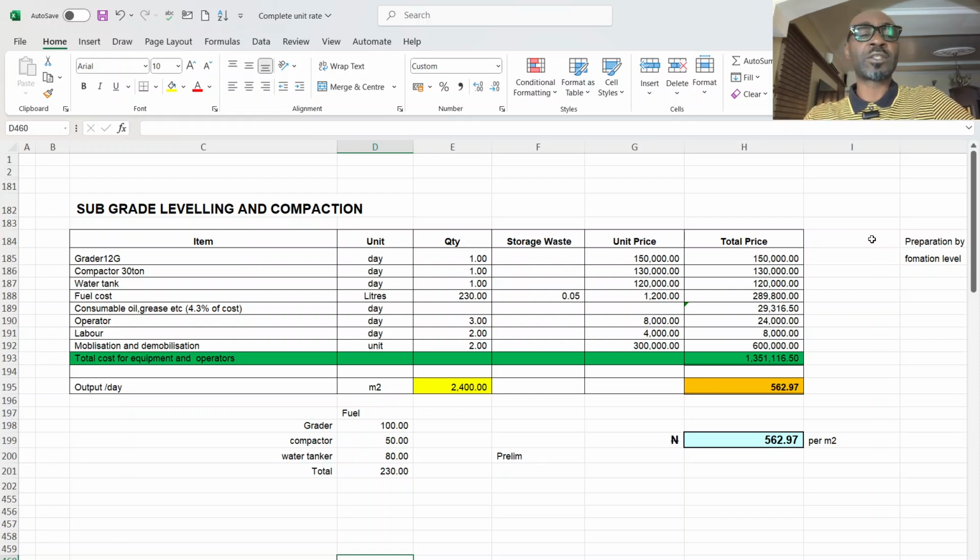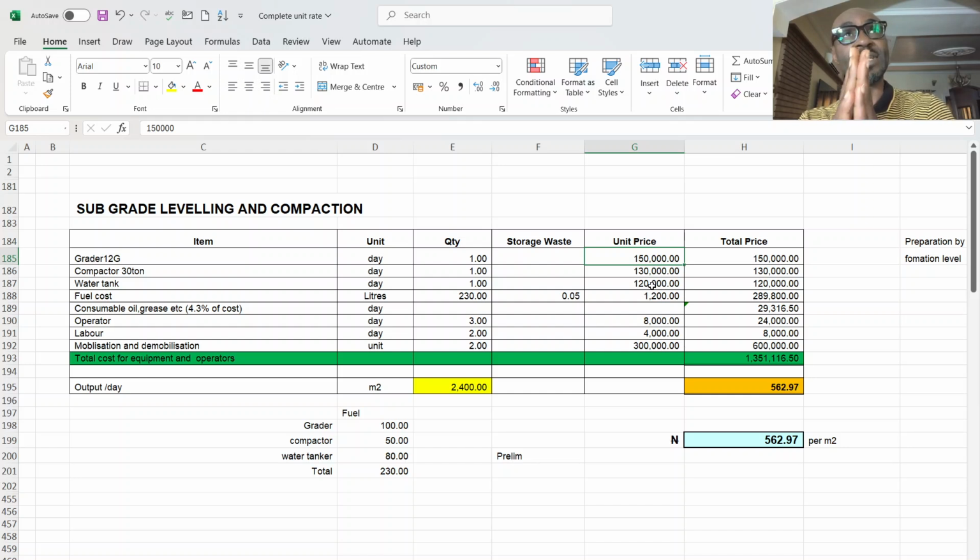So as we all know, we are first of all going to treat this exercise as a gang, where the gang of the grader, the compactor, and the water tanker is considered for what it can accomplish a day. The cost of the grader is 150,000 per day, while the compactor is 130,000 per day. Then the water tanker is 120,000.